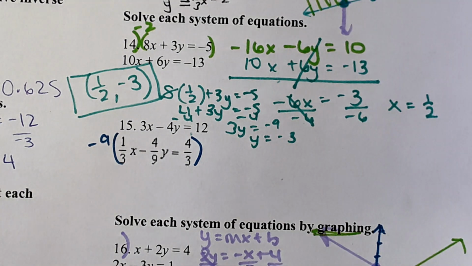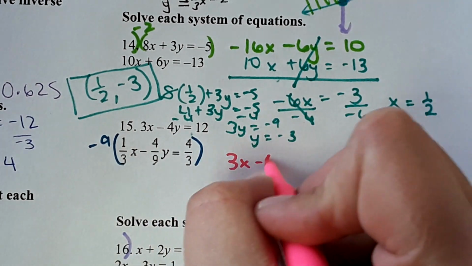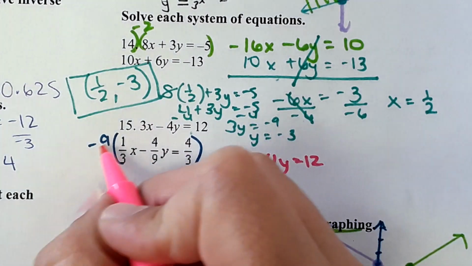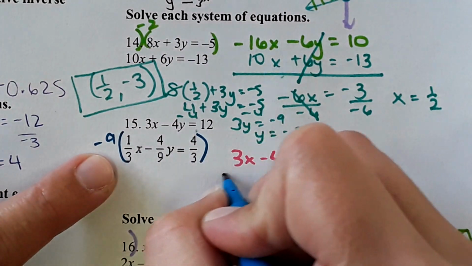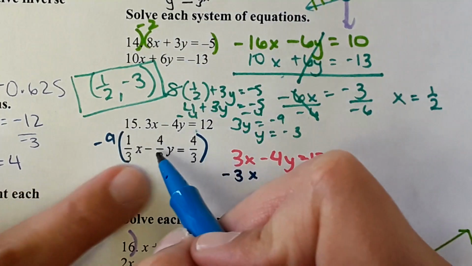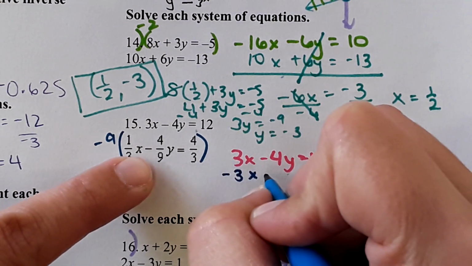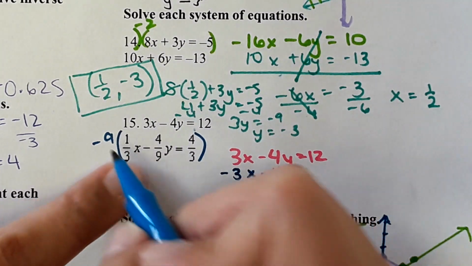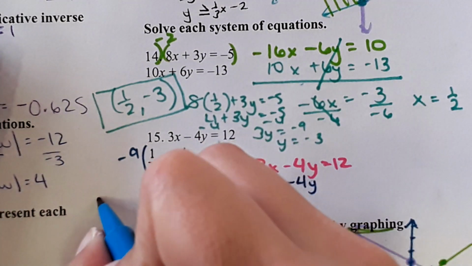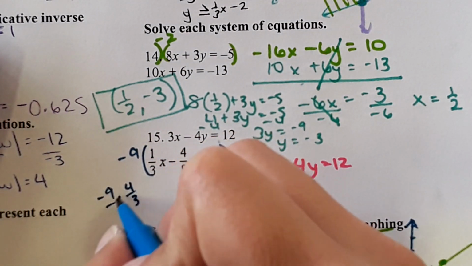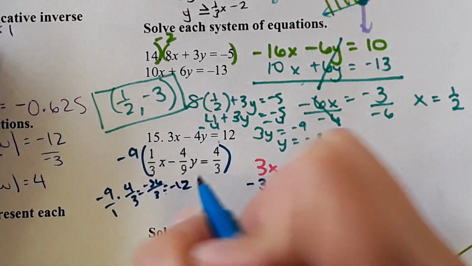Our original, I'll just put off to the side. So we have our original right here, the first one. And then multiplying all these numbers by -9 would be -3x. -9 times -4/9 would be -4y. And then -9 times 4/3, you could write that out. Let's see, -9 times 4/3, you could do it like this. -36/3 is -12.